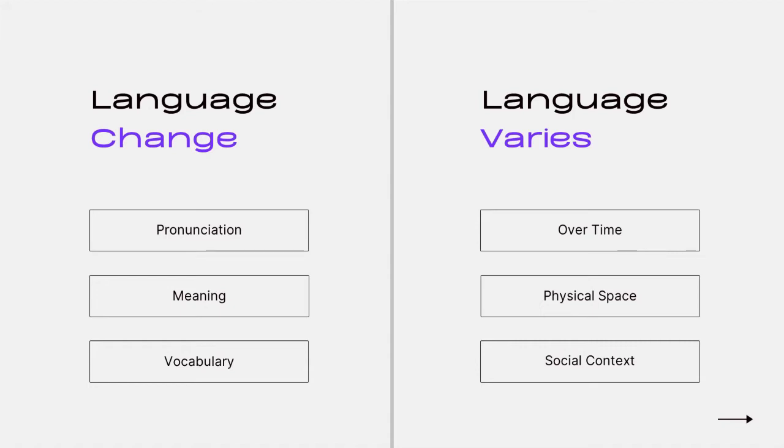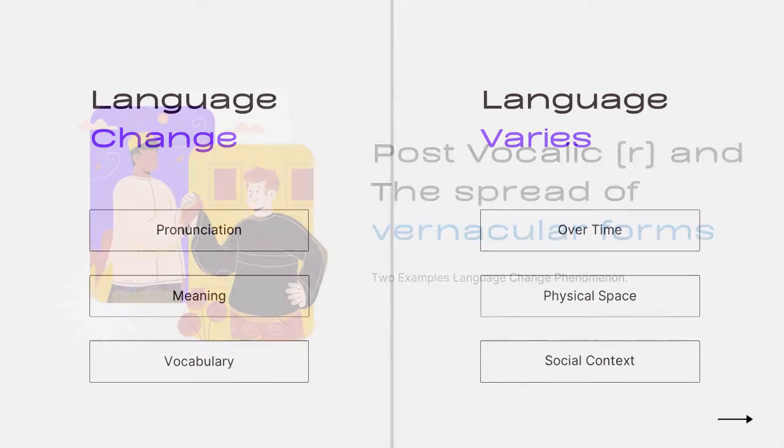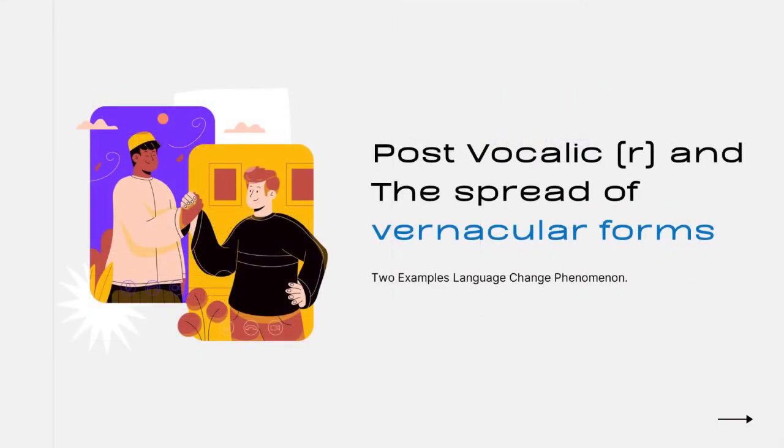On the other hand, language also varies in three major ways. First, over time. Second, in physical space. And the third, in a social context. Furthermore, all of them are interrelated. The next topic, we will discuss two examples of language change phenomenon. That is the post-vocalic R and the spread of vernacular forms.